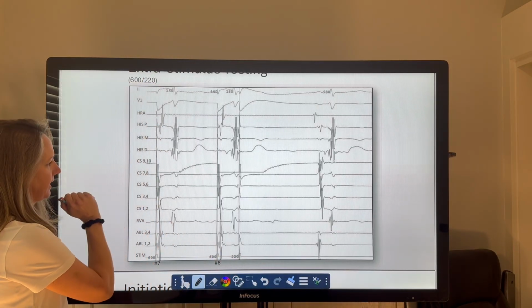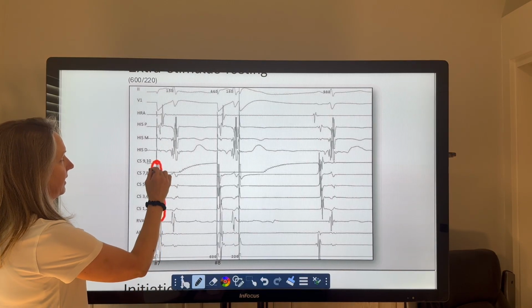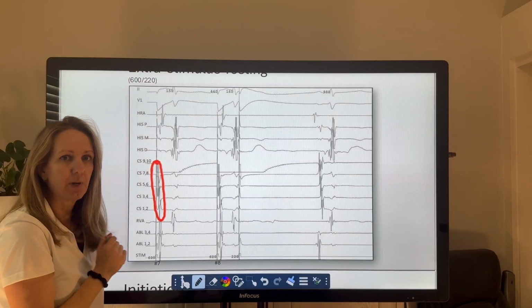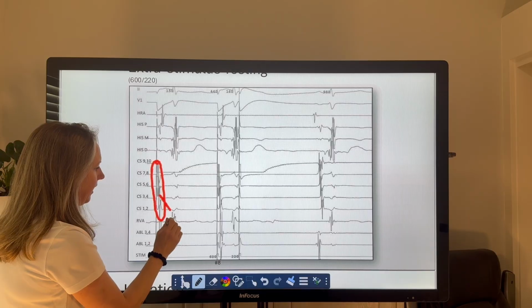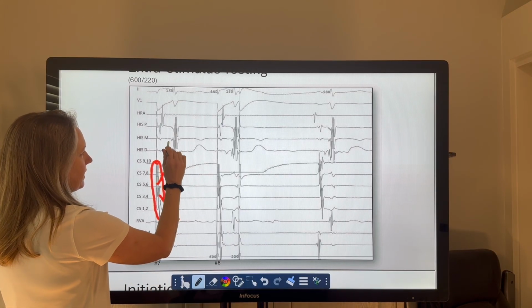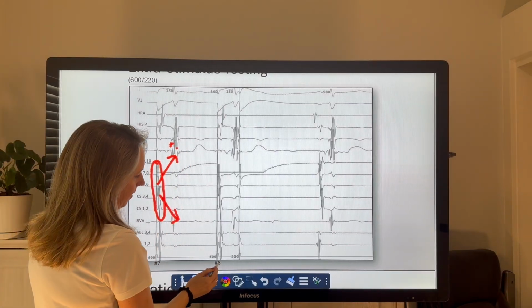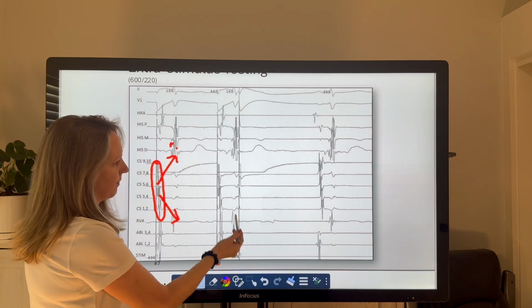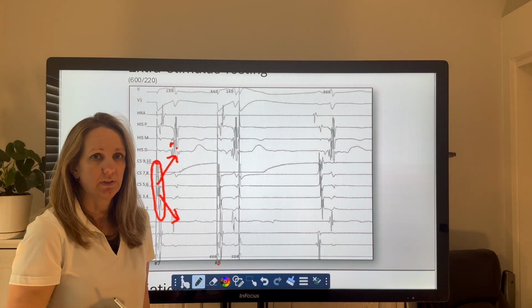So we paced at CS 910, and indeed we captured the atrium with that CS signal, lining up under the P wave. We know that's atrial. And then from this A, it conducted to the adjacent chamber, down to the His and the V. Okay, beat number 8 of that drivetrain came in. We captured the atrial tissue again, and it conducted to the ventricle.